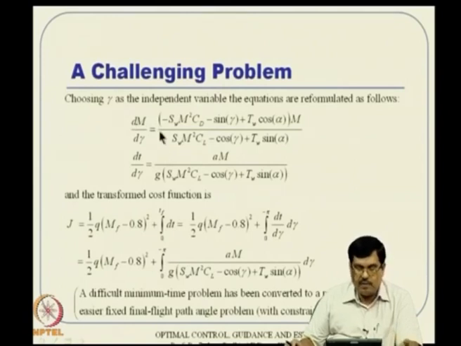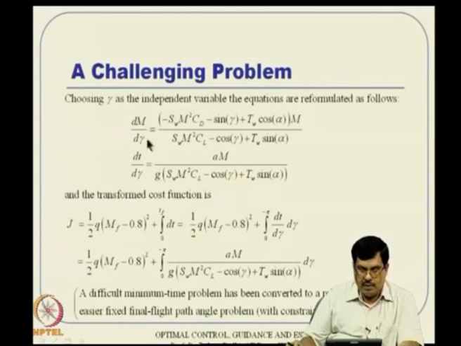Instead of tau as the independent variable, we can think of gamma as the independent variable, and first write dm by d gamma, dt by d gamma like that. And remember this dt can be thought of as dt by d gamma into d gamma. And dt by d gamma is nothing but 1 by this expression, which is available here. So this expression can be substituted here, and then the MF minus 0.8 and all that is anyway available.